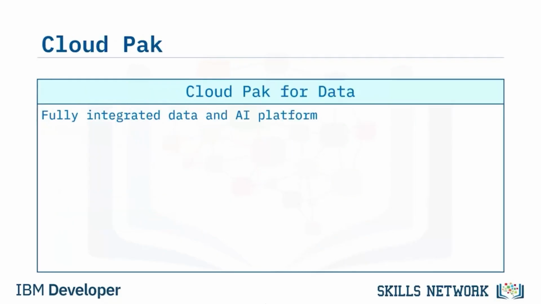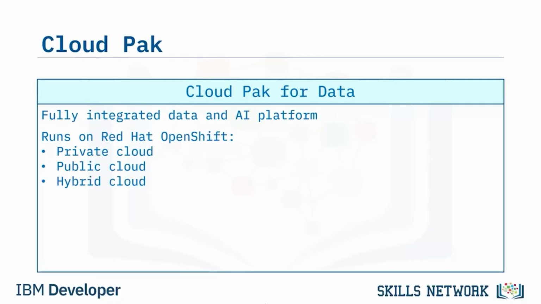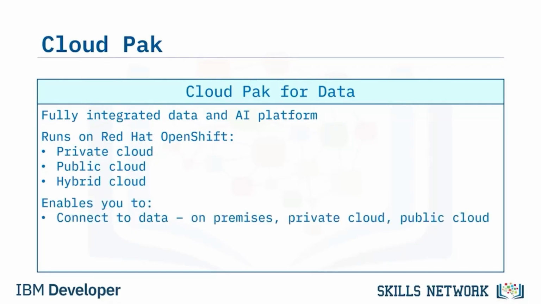Cloud Pak for Data is a fully integrated data and AI platform that you can use to work with and manage all of your data. It runs on Red Hat OpenShift in a container, so you can deploy it on any private, public, or hybrid cloud. Using Cloud Pak for Data, you can connect to DB2 or any other data source wherever it may be stored. Use the Watson Knowledge Catalog to organize your data. Work with a range of analytics services to gain insight on your data. And use Watson and other services to infuse AI into your systems.